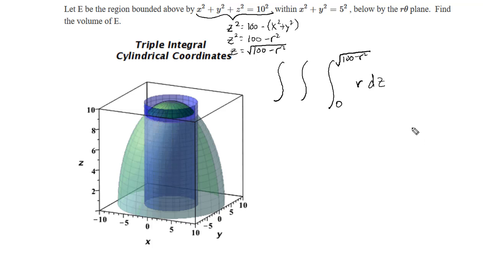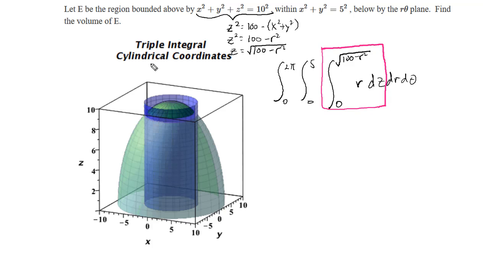Now it doesn't matter what order we do the next two in, because they're both constants. So we'll do dr 0 to 5 and d theta 0 to 2 pi. Now this would be simple to do on the TI-89, but it's not too bad to do by hand. To do by hand, we'll need to begin with the innermost integral.